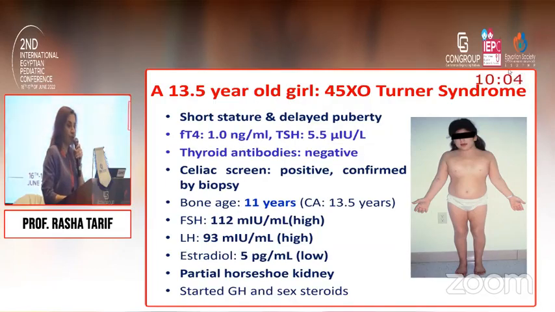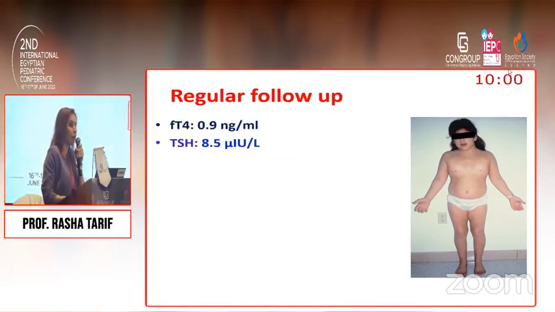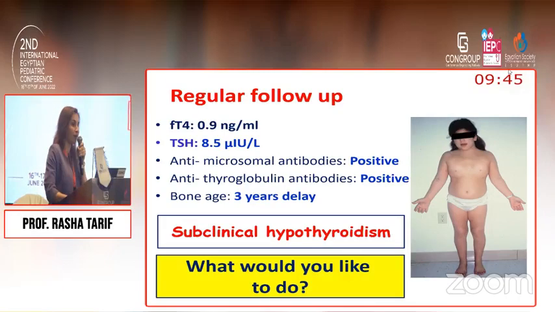She started growth hormone and sex steroid, and then she came for follow-up. Look what happened to the TSH. The T4 went down, the TSH went up, so she has subclinical hypothyroidism. The antibodies became positive. It was negative at the beginning. And the bone age is delayed more and more, 3 years. Would you like to treat? Thank you very much. Everyone would like to treat?